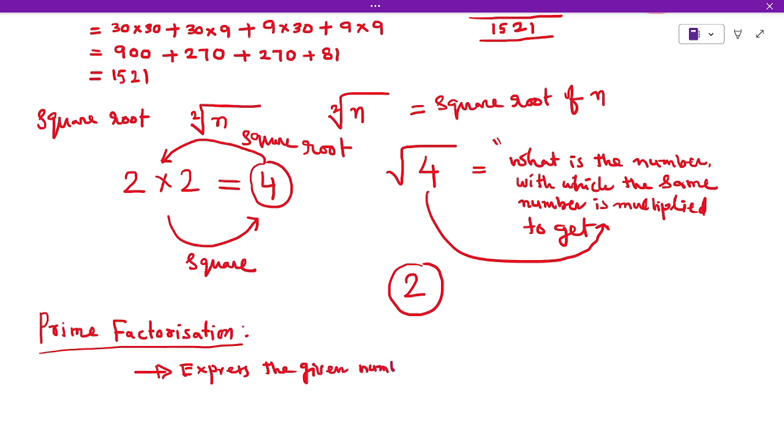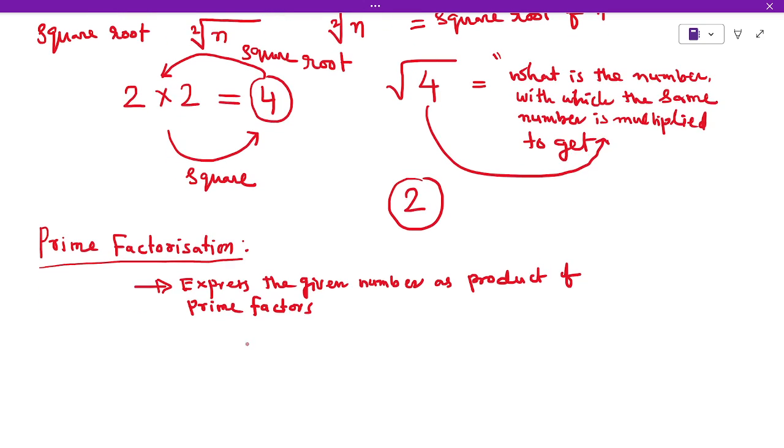Express the given number as a product of prime factors. I am assuming that you know what a prime number is, right? Even if you don't know, let me take some time to explain what a prime number is.